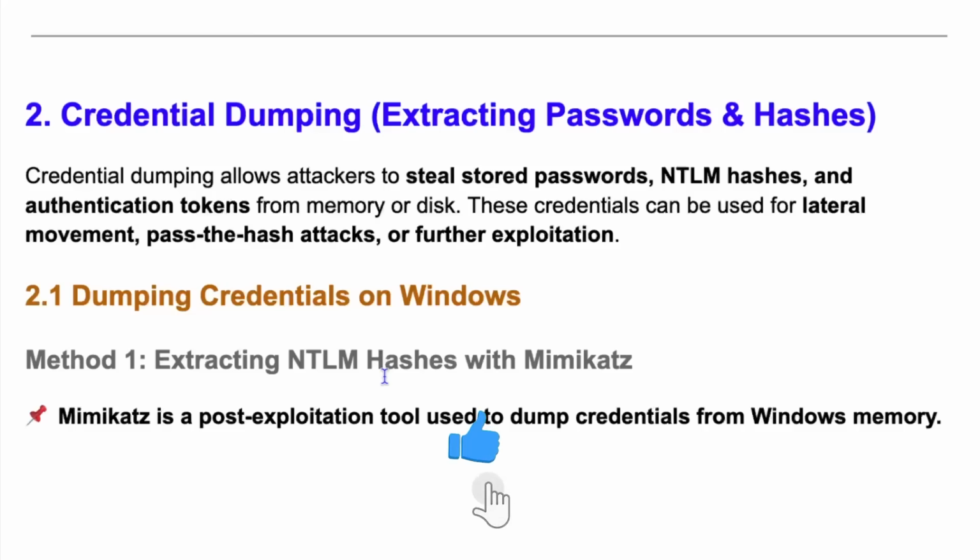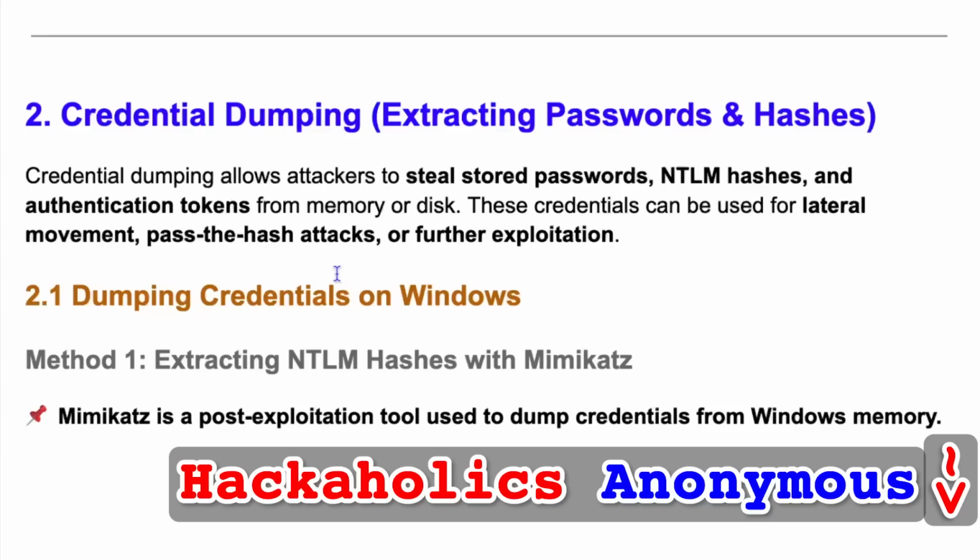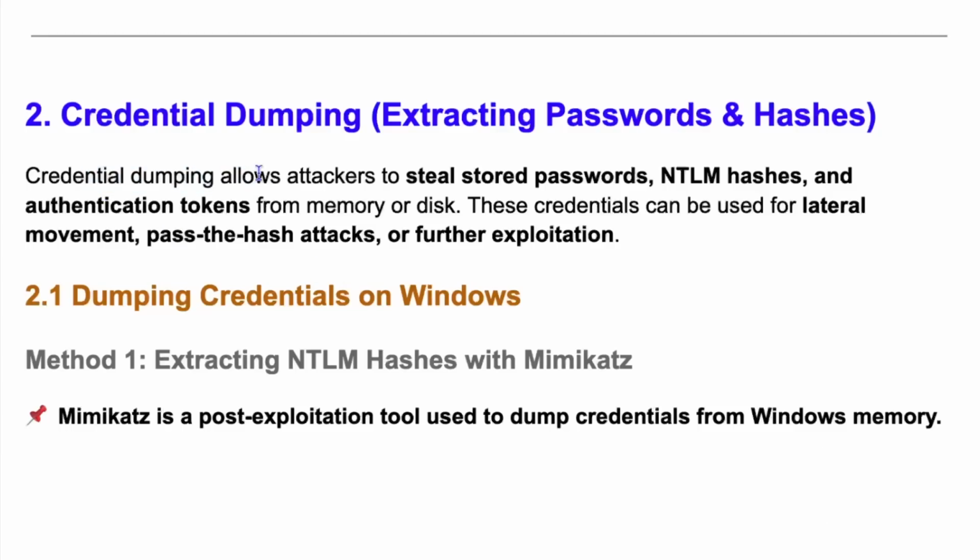Okay, let's move on to credential dumping, which is essentially extracting passwords and their hashes, dumping all of the passwords and hashes from that machine, right? The stuff that's been stored on that machine. So credential dumping allows the attacker, you, to steal the passwords that have been stored, the NTLM hashes that have been stored, and any authentication tokens from memory or disk, meaning from the random access memory or the hard drive.